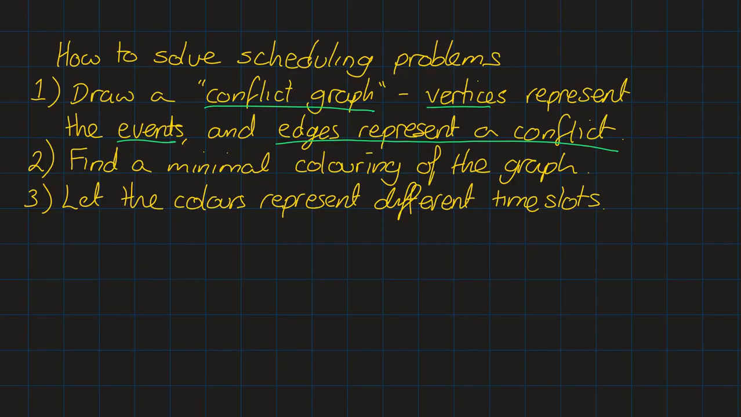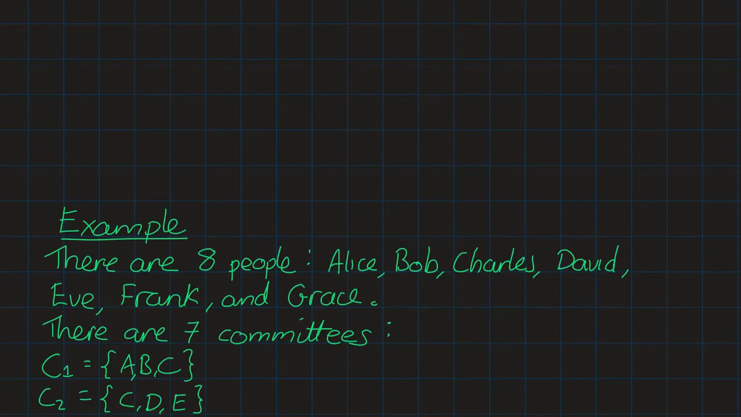The next step is you find a minimal colouring of the graph. So you've taken your scheduling problem, you turn it into a graph, then you find a minimum colouring of that graph, and then the final step is that each of the colours you used represents a time slot. By the way we constructed the graph, none of these time slots will be in conflict. So let's just do an example and see how it goes.